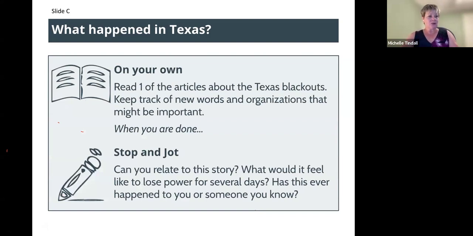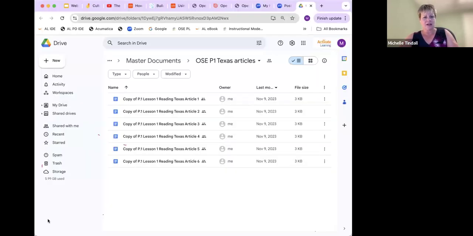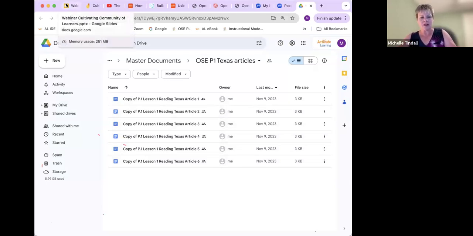I'm going to put in the chat a link to our Texas articles. Open up that Google Drive folder, and you can pick any one of the articles you want. They're numbered Texas articles 1 through 6. Pick any one of them, take about a minute to read through it, and then put a little tidbit of a takeaway into our chat. So if you would, read one of those Texas articles.